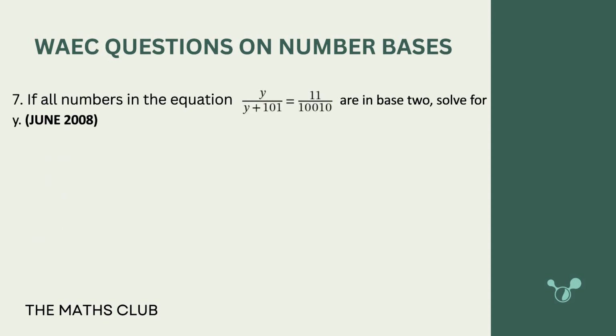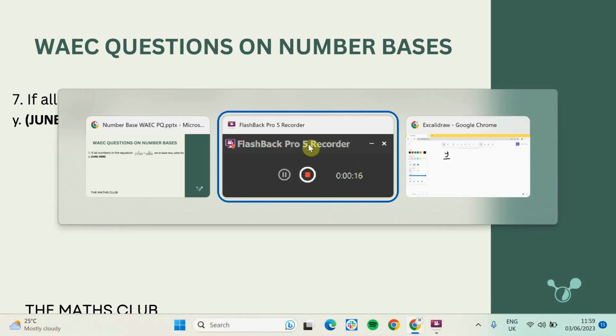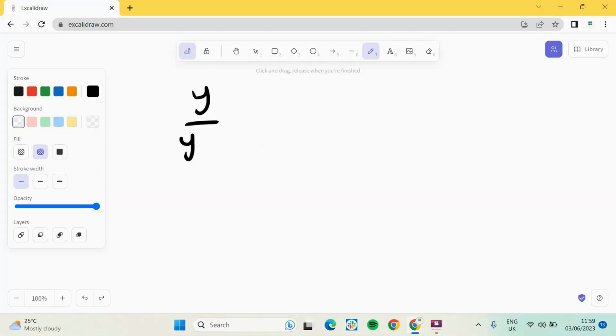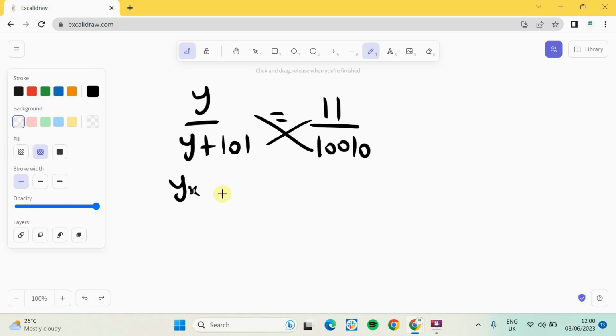So the question says, if all numbers in the equation are in base 2, solve for y. Right, so let's pen down the equation. So this is y over y plus 101 is equal to 11 over 110. Right, remember all of these are in base 2. I should solve for y. So let's cross multiply. That will be y times 110 is equal to 11 times y plus 101, right?